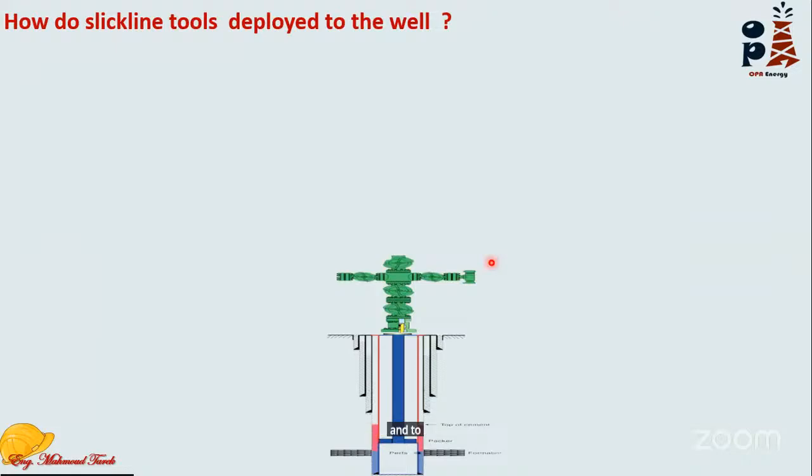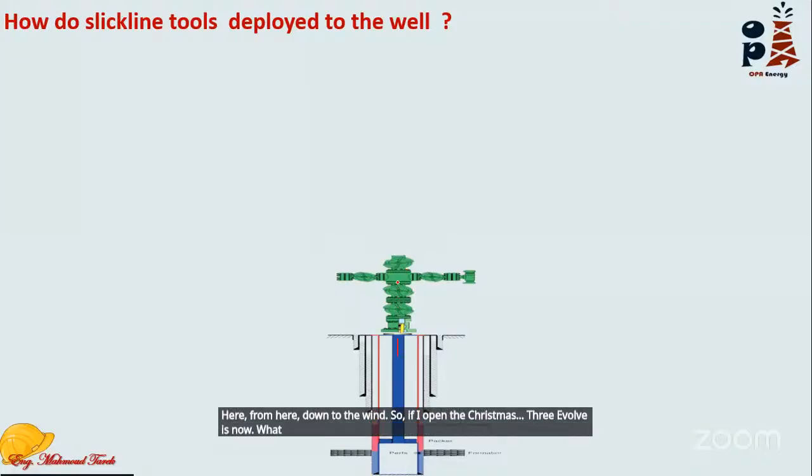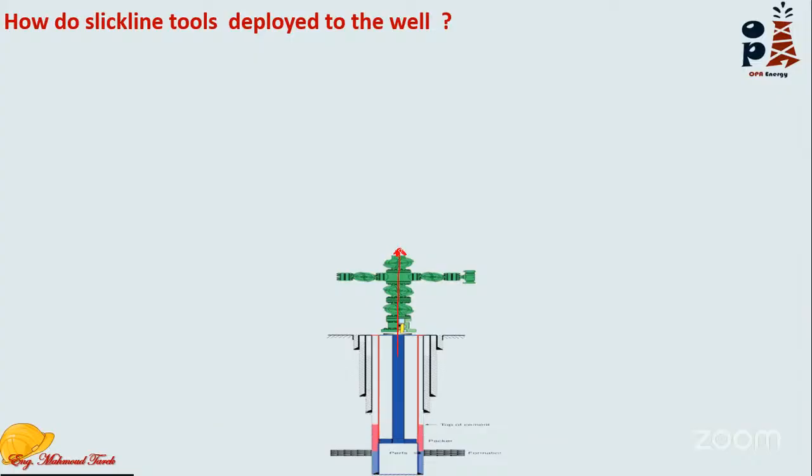into the well? If we imagine here, this is the Christmas tree and our well. If I open the Christmas tree valves now, and I want to deploy a tool from here down to the well, what will happen? There is an internal pressure from the downhole that will be out of the well. So I can't go down. I can't go down with my tools against that pressure.